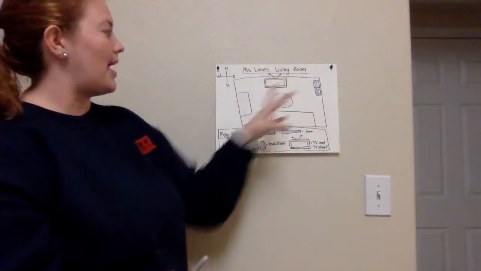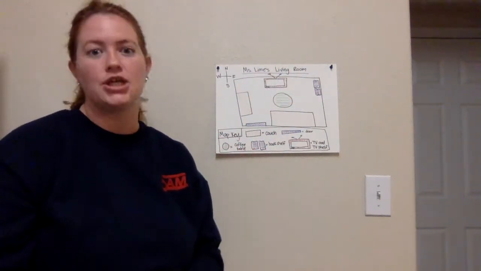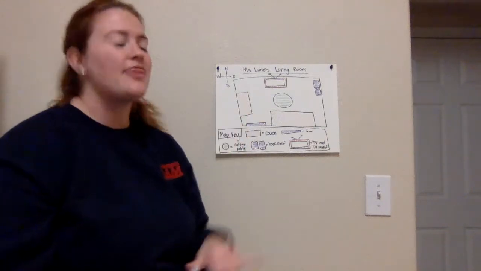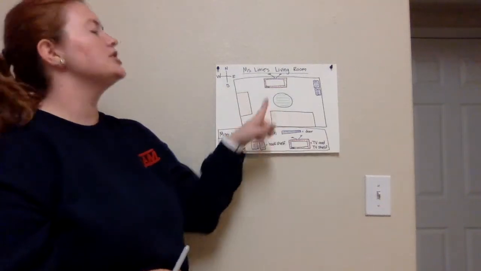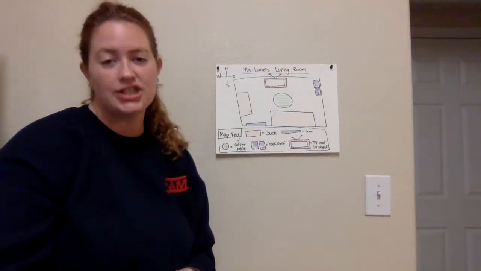So when I'm drawing my map, I only need to do the super important parts that I'm going to need to know about. And in my living room, that's my front door, my couches, my coffee table, my bookshelf, and my TV and a TV shelf.